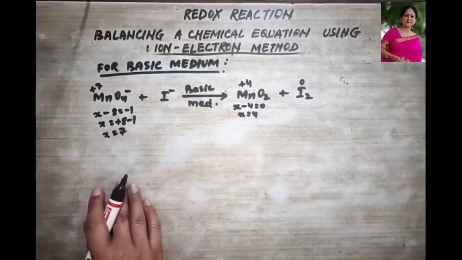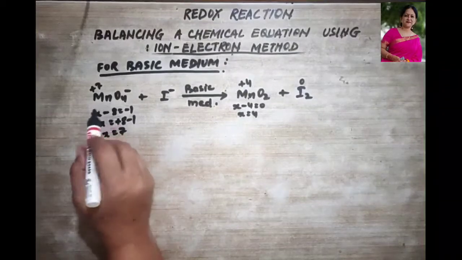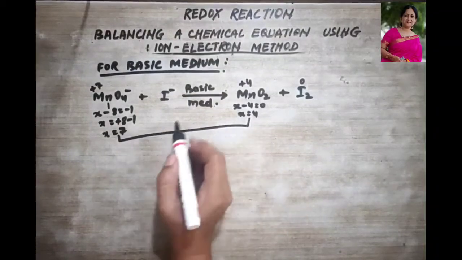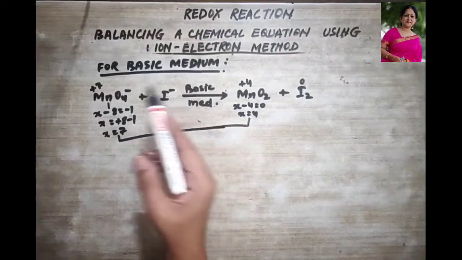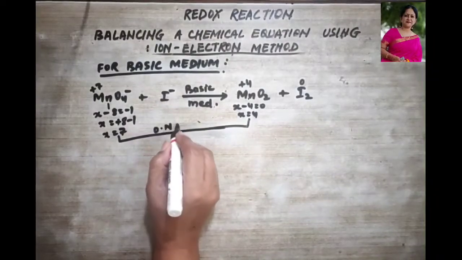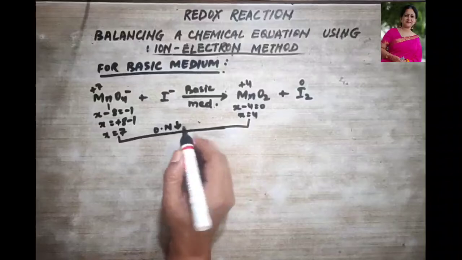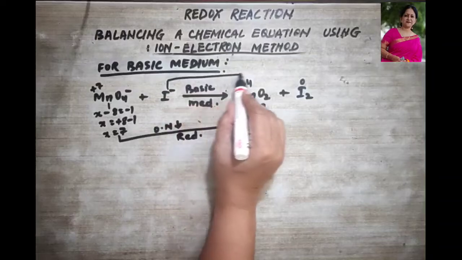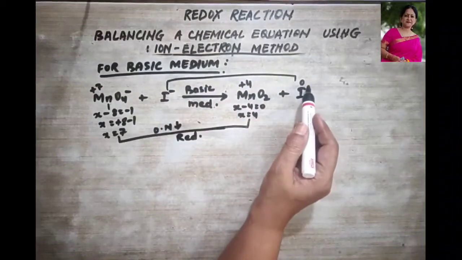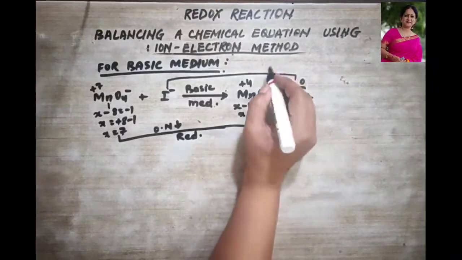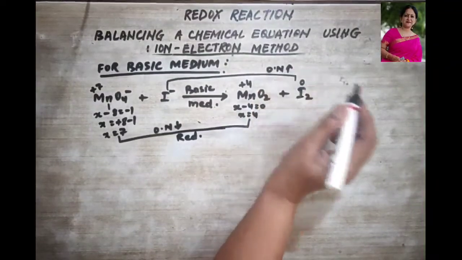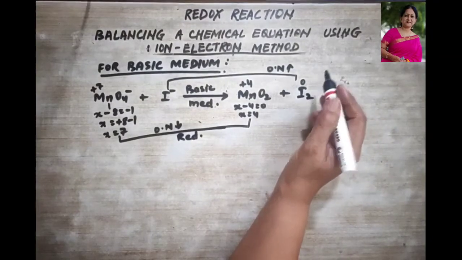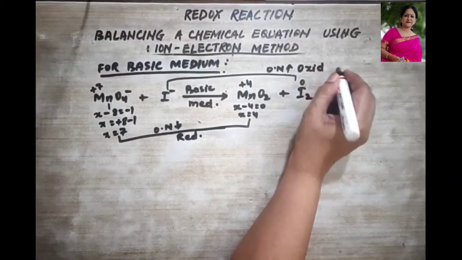Here iodine is 0. Okay. Now look at this Mn, and over here plus 7 to plus 4. So over here oxidation number decreases, 7 to 4 decreases, therefore this is showing you reduction. Over here what has happened? From -1 to 0, that means it has increased. Oxidation number has increased. So this is your oxidation, right?